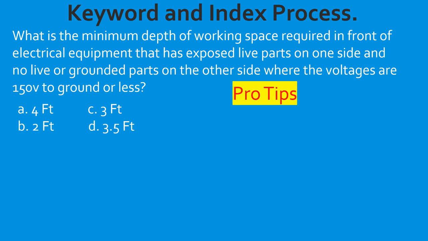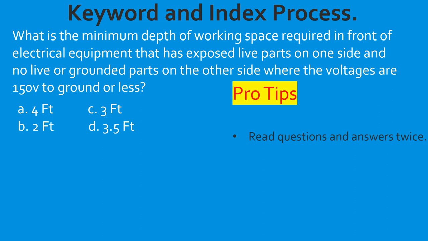What is the minimum depth of working space required in front of electrical equipment that has exposed live parts on one side and no live or grounded parts on the other side where the voltages are 150 volts to ground or less? Now, there's a lot going on with this question, and this is a very typical style structure of how they'll write them. Very large, and it seems like it's really complicated. And if you're like me, at times you'll struggle with reading comprehension, but the method that I'm getting ready to teach you will show you the way of how to break this down one piece at a time.